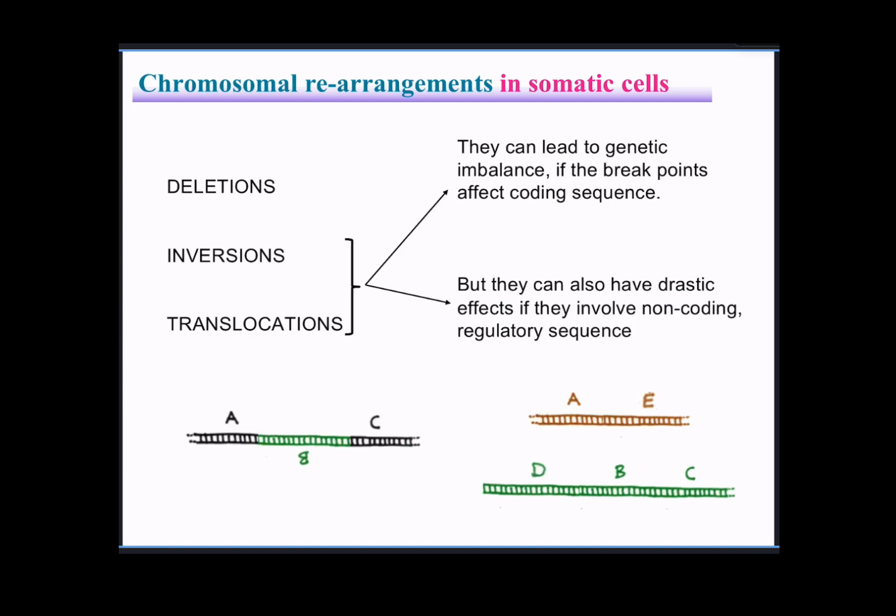With inversions and translocations, they can lead to genetic imbalance if these breakpoints and the points of rearrangement and reorganization affect coding sequence. Right? So let's say there was a gene here that started in locus A and went all the way through B, now half the gene has been inverted, so the gene that was coded in locus A is now broken. So these inversions and translocations can have an effect on the expression of genes. And they can also have drastic effects if they involve non-coding regulatory sequence.